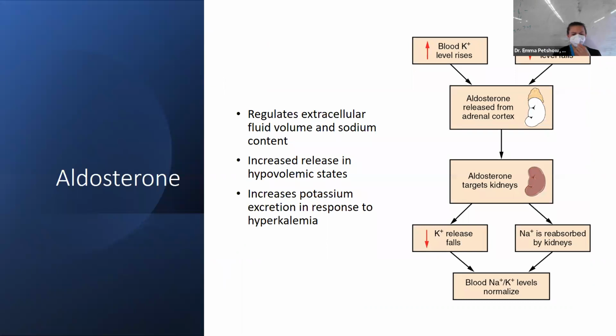And then we have aldosterone. Again, this is just review. We've talked about aldosterone until we're blue in the face, by, again, regulating extracellular fluid volume and sodium, increased in also low blood volume states. And it's going to increase potassium excretion, right? So it's going to lower potassium in the blood because we're exchanging it for sodium. So this can be a great treatment for hyperkalemia, or a high potassium in the blood state.